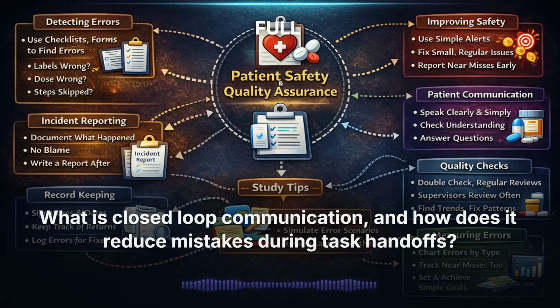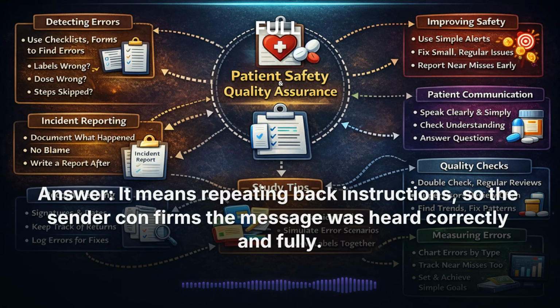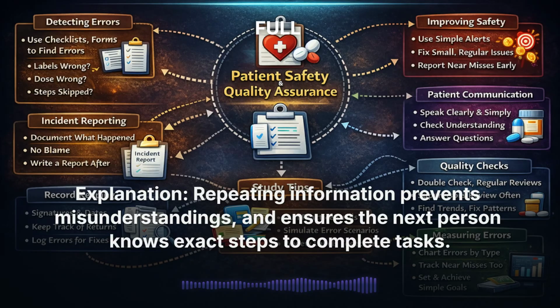5. What is closed-loop communication, and how does it reduce mistakes during task handoffs? It means repeating back instructions, so the sender confirms the message was heard correctly and fully. Repeating information prevents misunderstandings and ensures the next person knows exact steps to complete tasks.